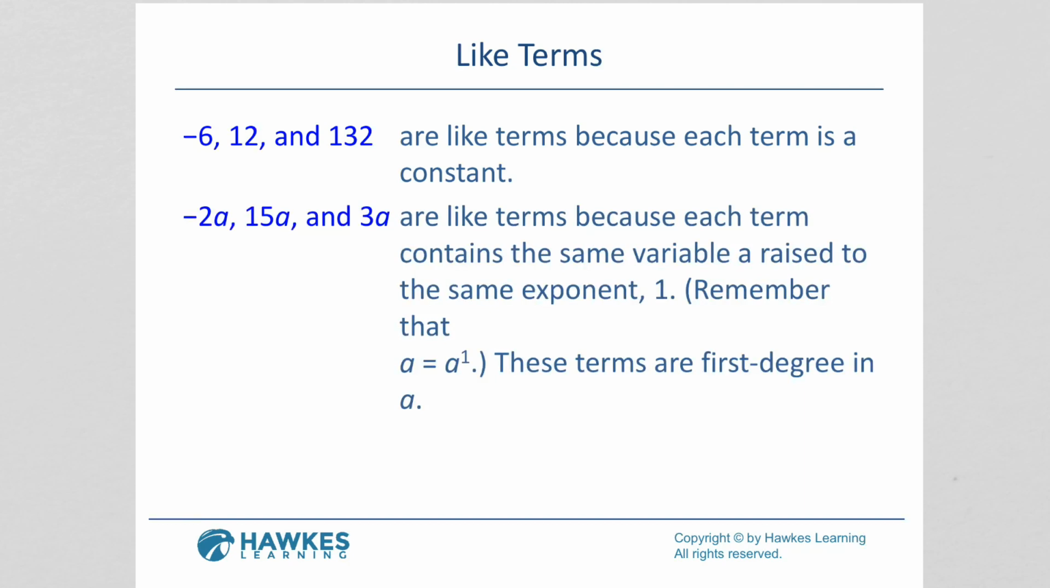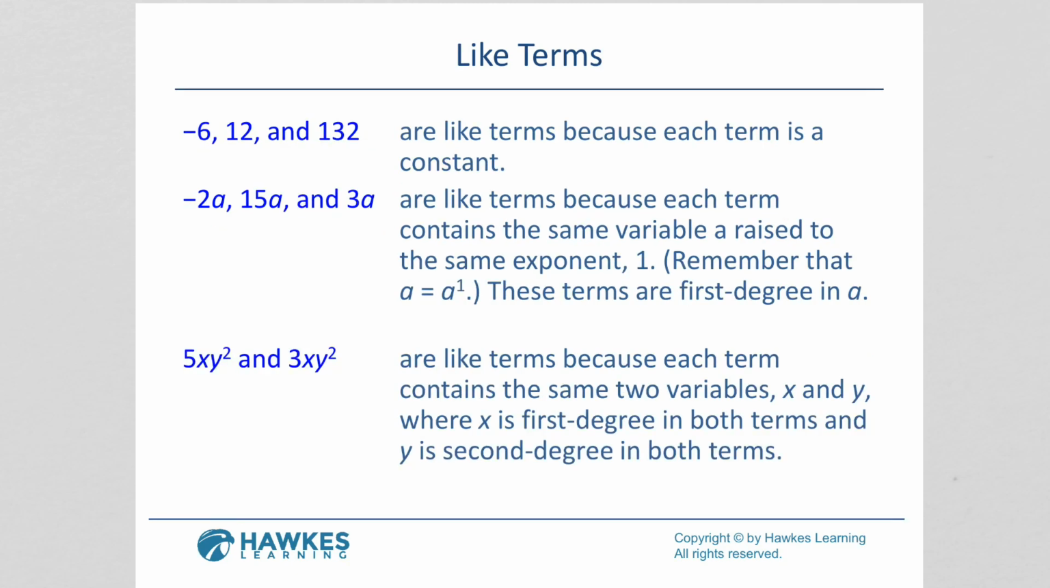-2a, 15a, and 3a are like terms because each term contains the same variable a raised to the same exponent, 1. Remember that a equals a to the first power. These terms are first degree in a. -5xy squared and 3xy squared are like terms because each term contains the same two variables, x and y, where x is first degree in both terms and y is second degree in both terms.